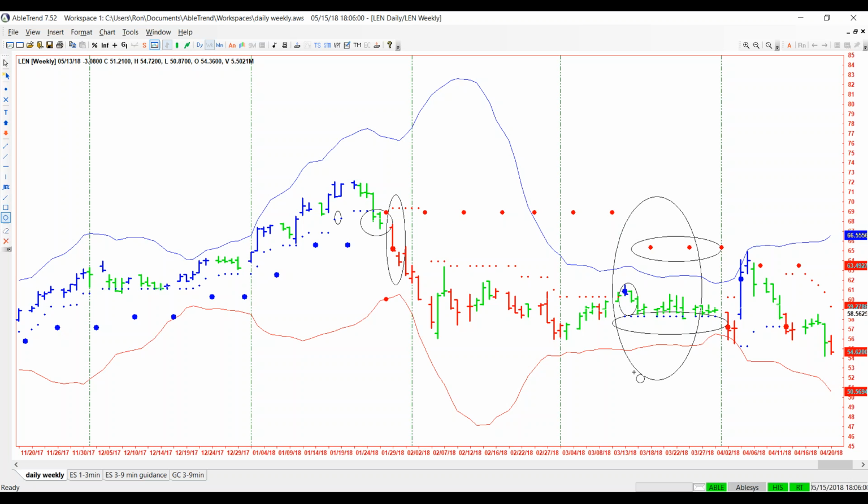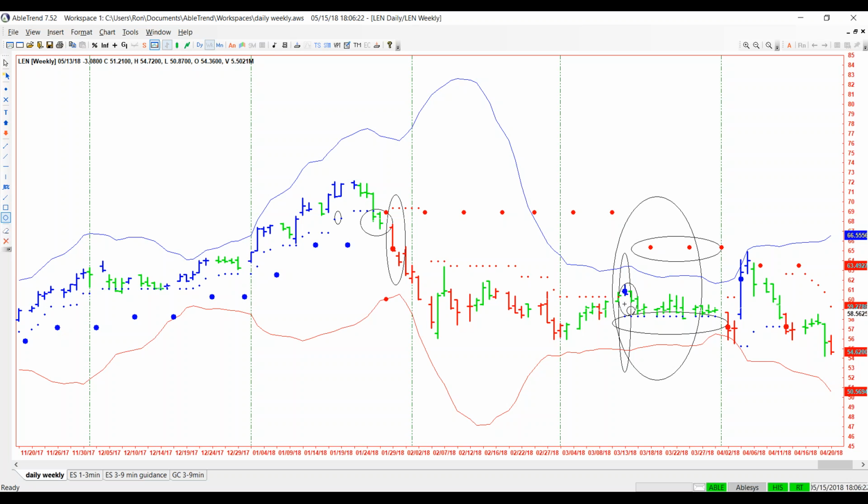The software is telling us over here on March 13th, don't touch this. It's too risky. We only want low risk trades. We have clients who collectively trade millions of dollars. It's got to be obviously accurate and it's going to be very low risk, or you just won't get an Able Trend signal. So this is a clear cut no trade zone.